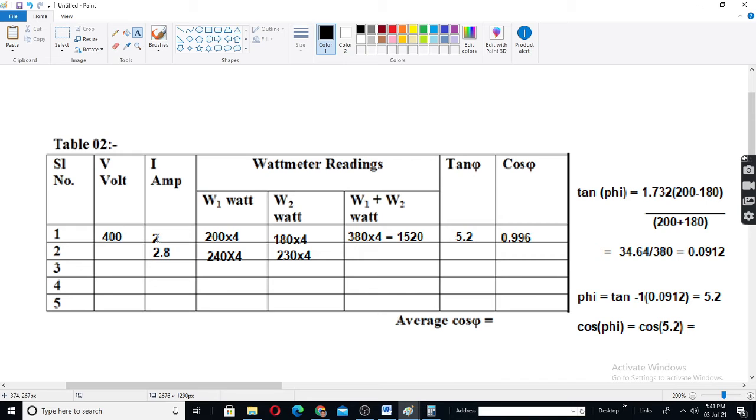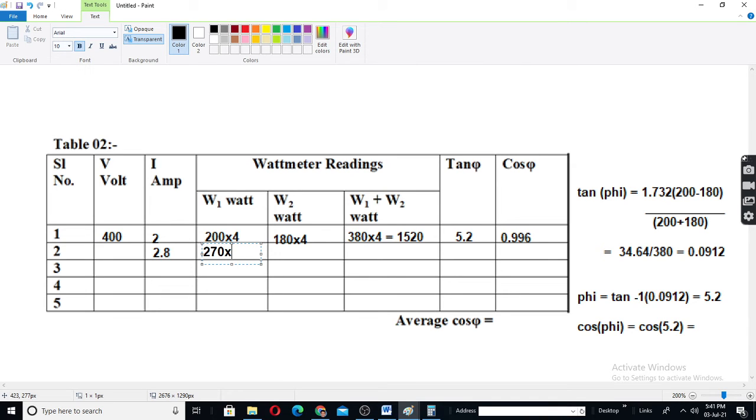Because 600 watt means there should be a boost of 300 here. 300 by 4 is 75. So here we will get around 270, 270 into 4. Here also 270 into 4. Or it may be say 260 due to wattmeter error, or there may be a slight imbalance in the power supply.